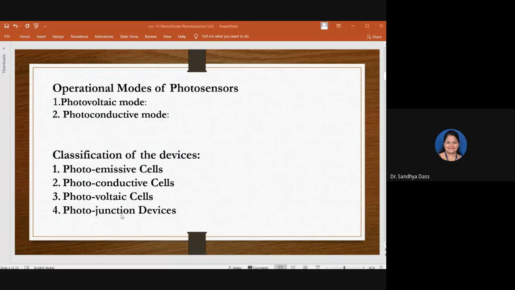And finally, the photo junction devices. These are photo devices that are mainly true semiconductor devices such as photodiode or phototransistor, which use light to control the flow of electrons and holes across their junction, that is PN junction. The photo junction devices are specifically designed to detect the application of the light that is made to fall on them, and eventually resulting in the flow of current.